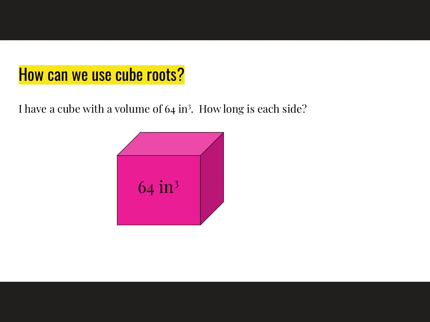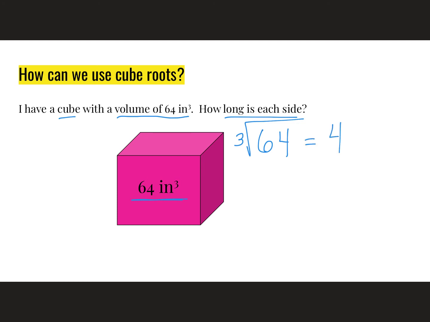So, how can we use a cube root? Well, let's look at this problem. I have a cube that has a volume of 64 cubic inches. Remember that all of our volumes are in cubic units. How long is each side? Okay, so in this case, we're trying to go from the volume to the side length. So we're just going to take the 64 and find the cube root. If you look back at the chart on the last page or at the chart in your notes, you'll see the cube root of 64 is 4.